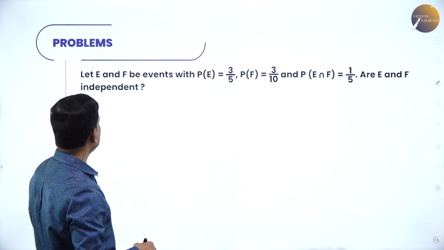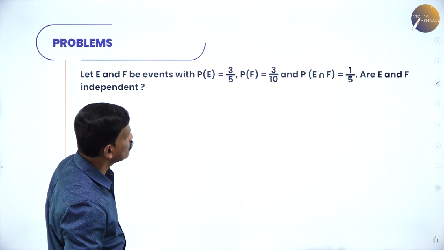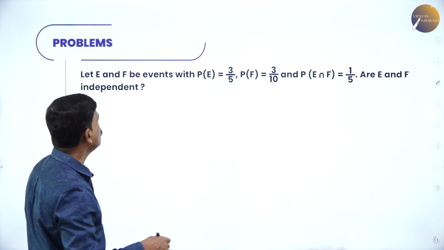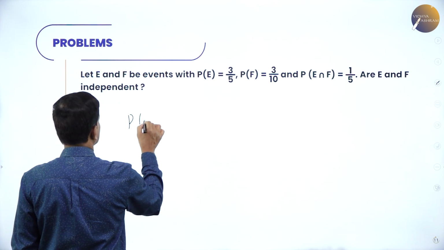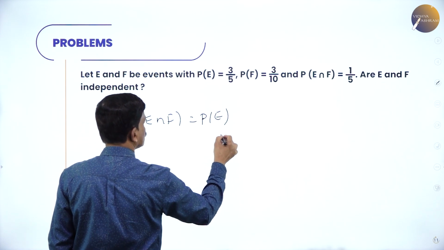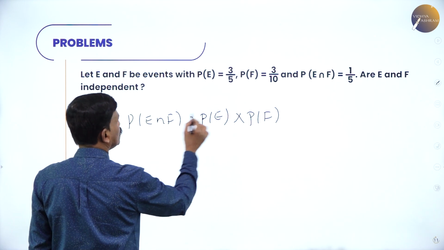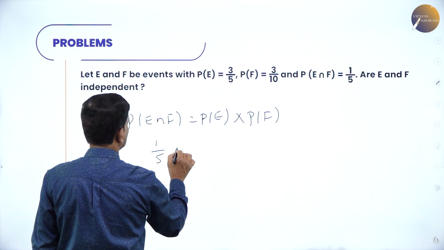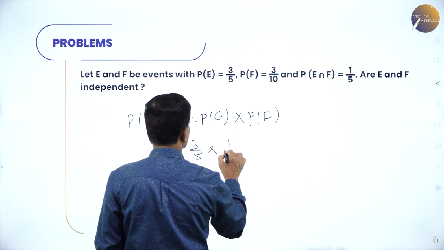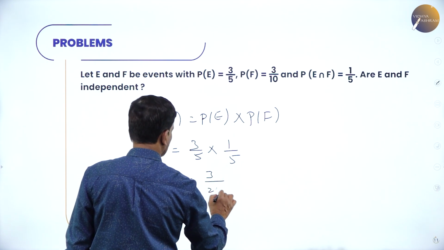Now if E and F are events such that probability of E is 3 by 5, F is 3 by 10, E intersection F is 1 by 5, check whether E and F are independent events. Same, just verify whether LHS and RHS are equal. Probability of E intersection F is equal to probability of E into probability of F. What is the probability of E intersection F? 1 by 5. Probability of E is 3 by 5, probability of F is 3 by 10. Here LHS is 1 by 5 and RHS is 9 by 50.